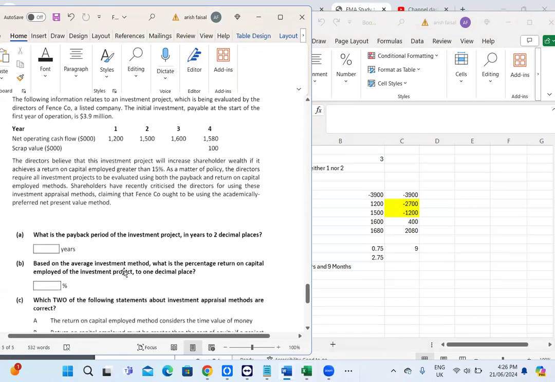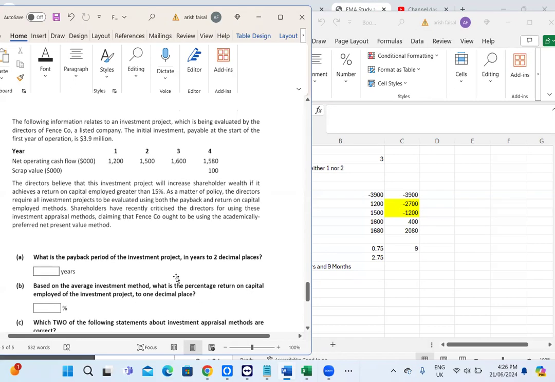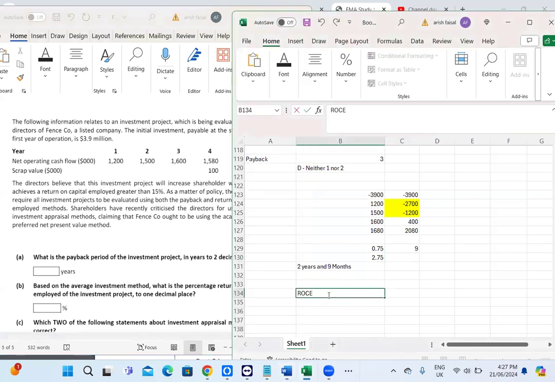Then they're asking you, based on the average investment method, what is the percentage return on capital employed to one decimal place? Here the target is 15 percent, and we need the ROCE. So what we can simply do is look at the operating cash flows we are making in all 4 years. So it's 1,200 plus 1,500 plus 1,600 and then plus 1,680. The total net operating cash flows we are making in 4 years is 5,980.